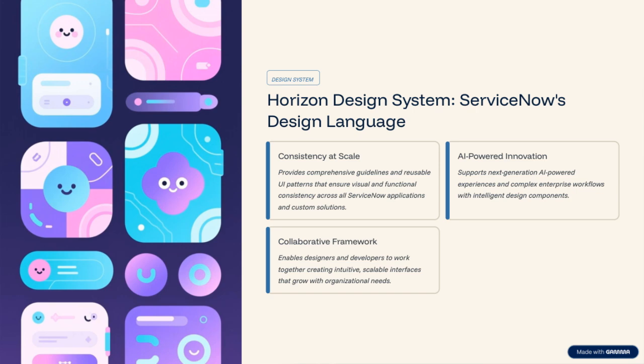Finally, the Horizon design system provides comprehensive guidelines and reusable UI patterns. These ensure consistency in both appearance and functionality across all ServiceNow applications and custom solutions. This consistency at scale is crucial because it helps maintain a cohesive user experience, no matter how many different products or solutions we develop. Altogether, these elements, collaboration, AI integration, and consistency, are what make the Horizon design system a powerful tool for creating unified, efficient, and scalable digital experiences.